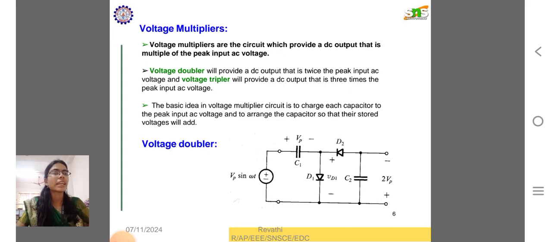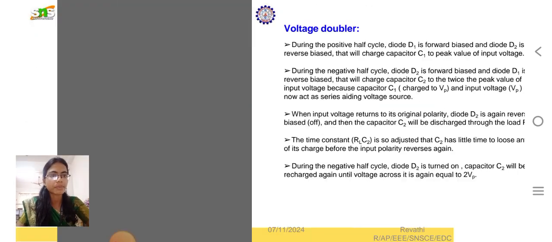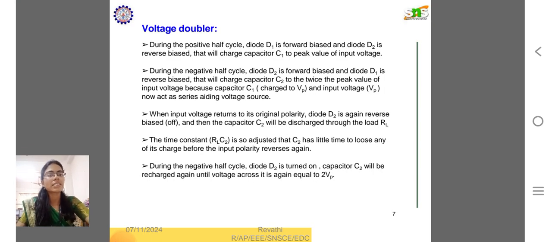A voltage multiplier is a circuit which provides a DC output that is a multiple of the peak input AC voltage. A voltage doubler will provide a DC output that is twice the peak input AC voltage, and a voltage tripler provides a DC output that is 3 times the peak input AC voltage. The basic idea in a voltage multiplier circuit is to charge each capacitor to the peak input AC voltage and to arrange the capacitors so that their stored voltages add. Voltage doubler.